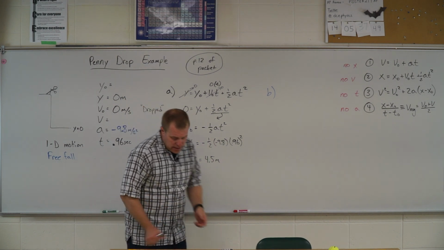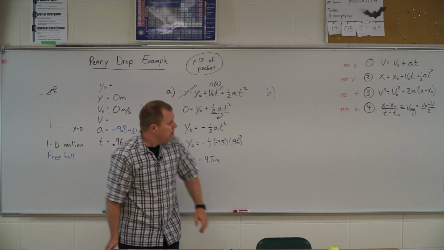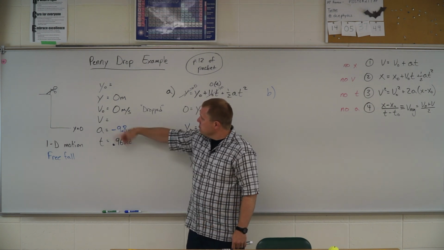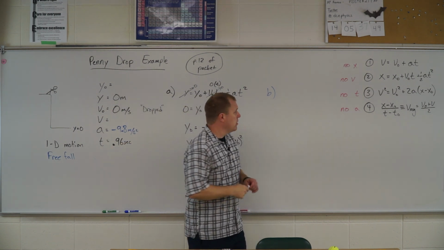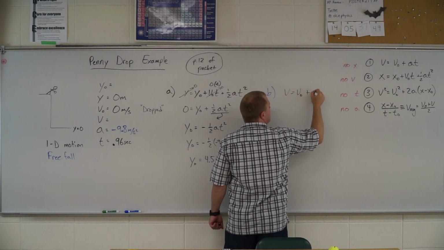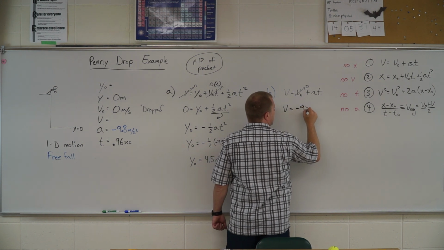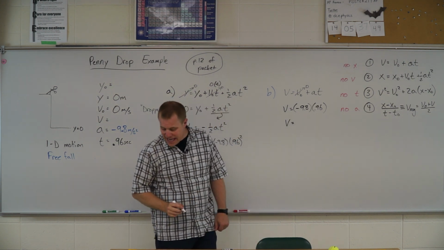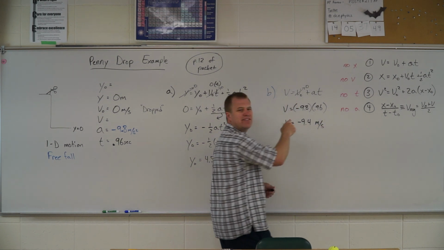Part B wants to know what is the velocity of the penny when it strikes the ground. So let's find the velocity. So I want to find v. Let's assume we didn't find y naught, so pick an equation without position. Looks like equation number 1 will work nicely for us. So I have v equals v naught plus a t, cross that out, and I get a v of negative 9.8 times 0.96. So the velocity comes out to be a negative 9.4 meters per second. What's the negative telling me?